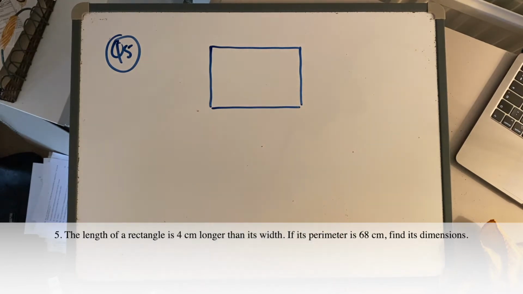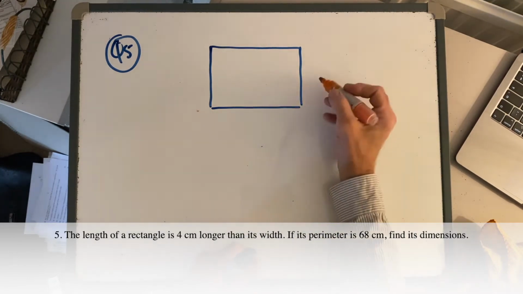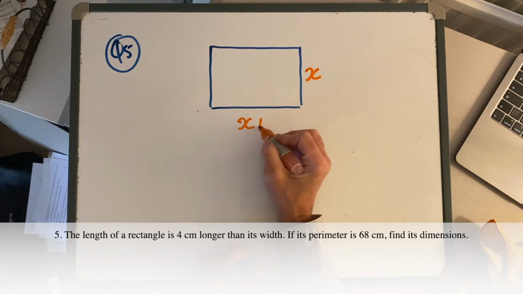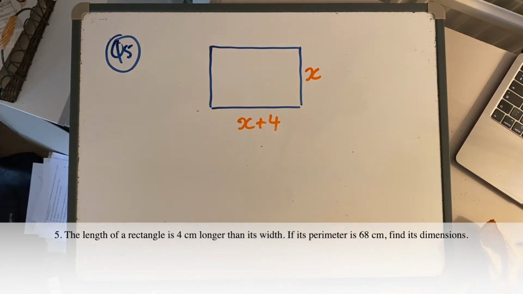So question 5, it says here the length of the rectangle is 4 centimetres longer than its width. So the width, it's easier to make that the x value. You could make the other the x, but it's easier this way because it's 4 centimetres longer, so you're adding 4, aren't you? And it says that the perimeter is 68 centimetres. And again, it wants the dimensions.